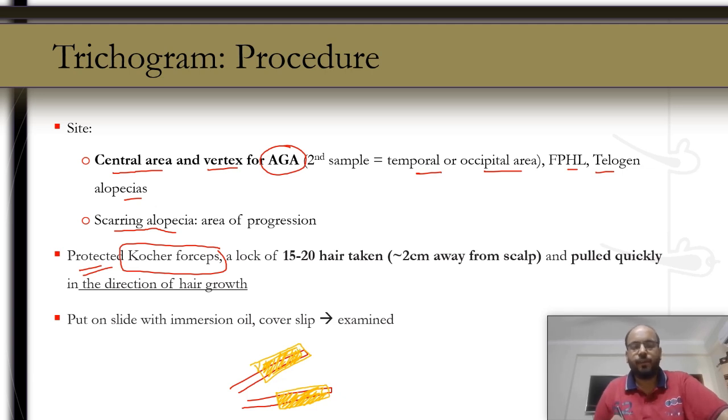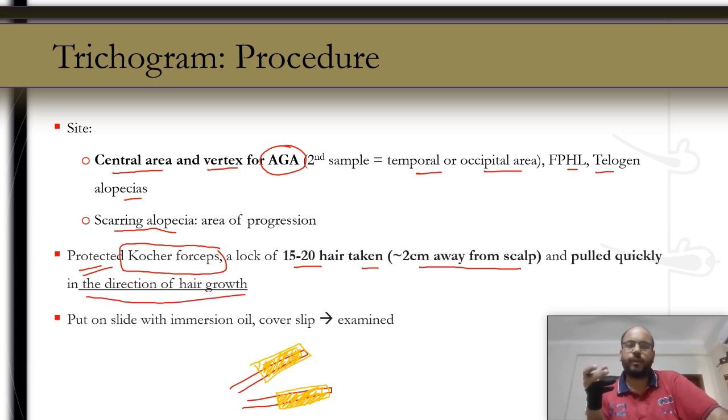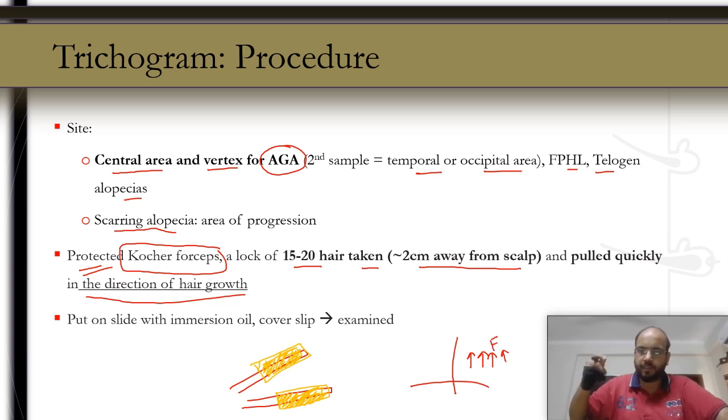You take a lock of 15 to 20 hair about 2 centimeters away from the scalp and then pull quickly in the direction of hair growth. Now this sentence is very important. In the Viva, if you're going to answer about the procedure of trichogram, you need to mention in the direction of hair growth. So you cannot just pluck it like this. If hair is growing in this direction, the force should also be in this direction. So you pull it perpendicularly from the scalp.